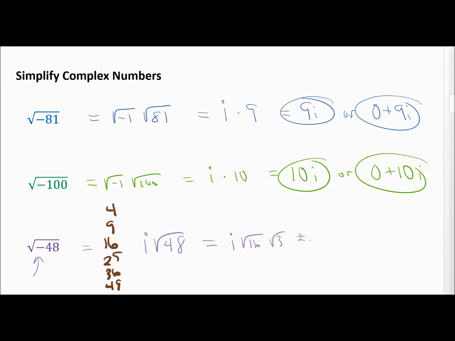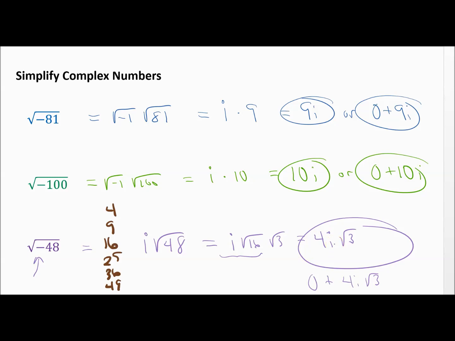Now the square root of 16 is 4. So this part I can write as 4i square root of 3. Now the square root of 3 won't break down anymore, so that is your final result. Or you could write it as 0 plus 4i square root of 3. Now you might be thinking, how'd she know to put the 4 in front and then the i and then the square root of 3?